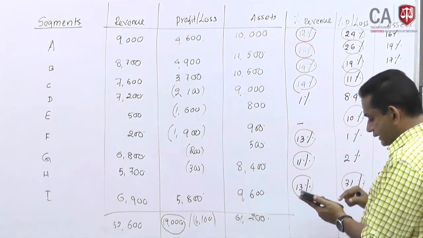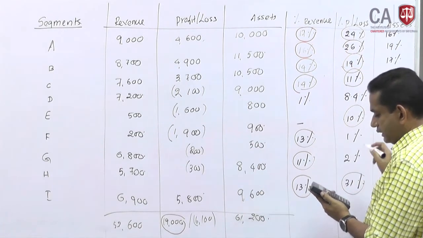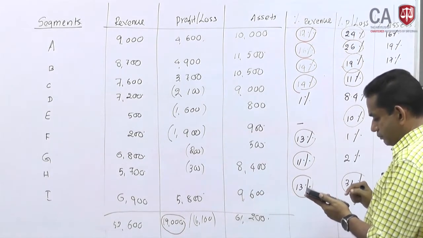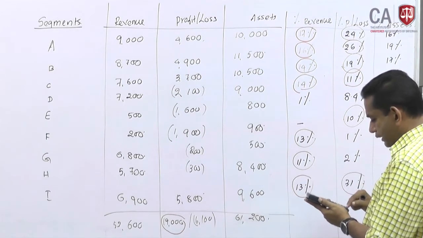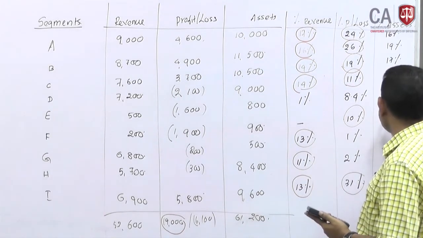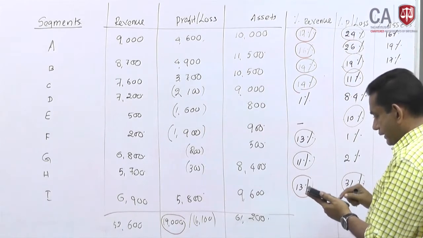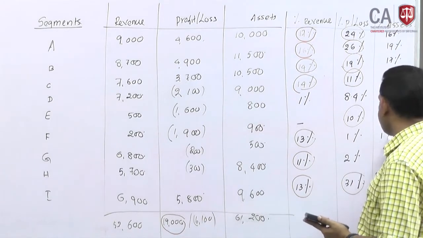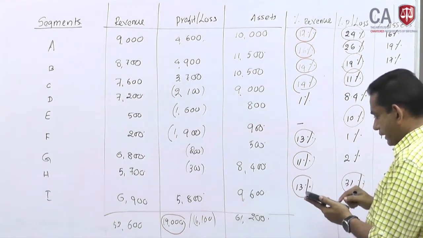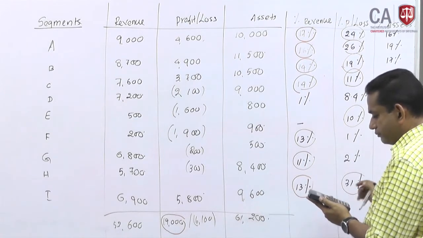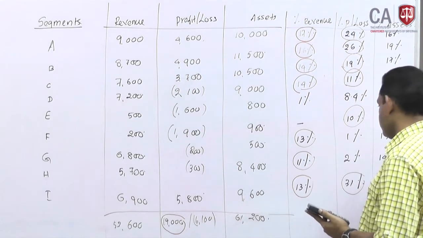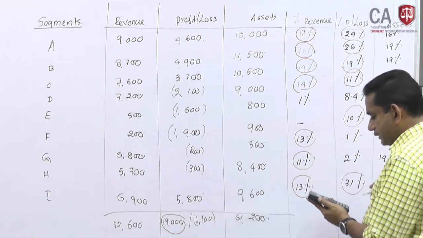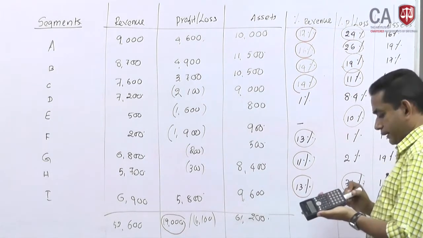800 divided by 61,200 into 100, this is just 1%. 900 divided by 61,200 into 100, this is once again just 1%. 500 divided by 61,002 into 100, and this is just 1% once again. 8,400 divided by 61,002 into 100, this is 14%. 9,006 divided by 61,002 into 100, this is 16%, right.